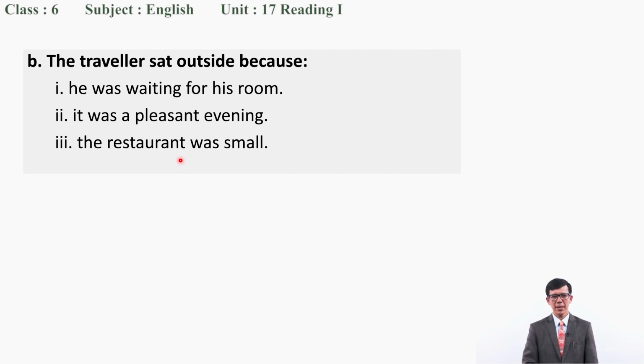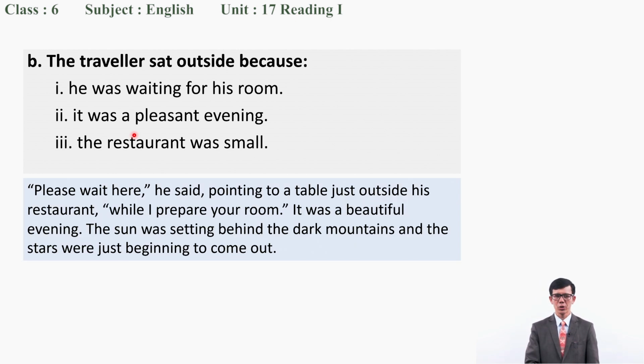Now, let's have a look at this second question. Please have a look at your textbook too. The traveler sat outside because he was waiting for his room, or it was a pleasant evening, so he was waiting outside, or the restaurant was small. What option is the closer one?